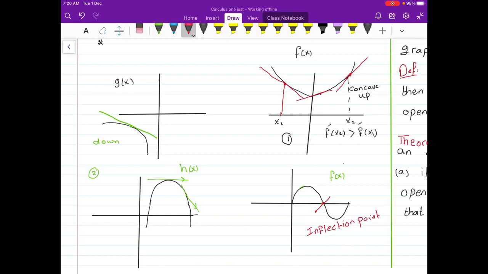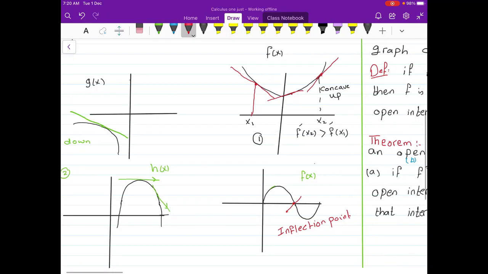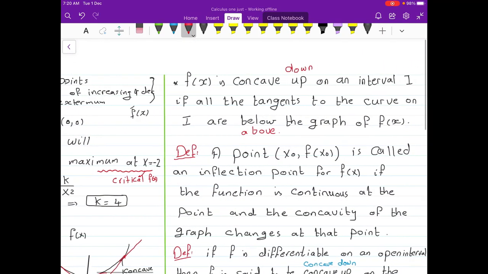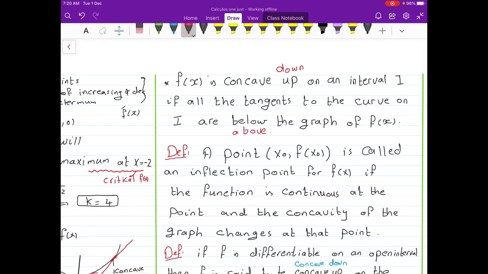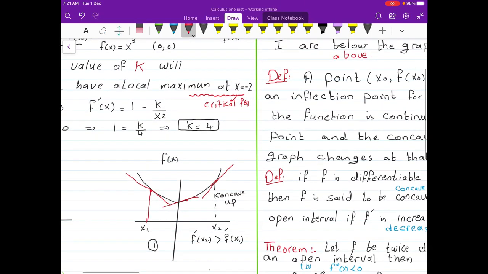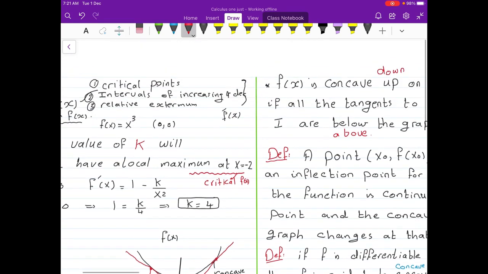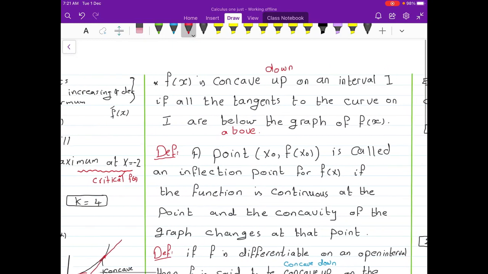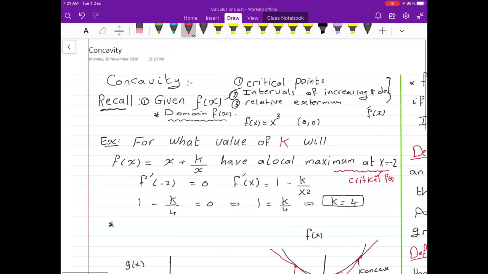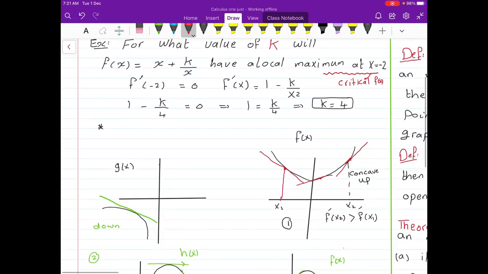Our question: how do we find the intervals of concavity? We say f is concave up on the interval I if all the tangents to the curve on I are below the graph of f(x). Note from graph 1 all the tangent lines are below the curve f(x), and the function is concave down if all the tangents to the curve on I are above the graph of f(x). This function is concave down, so all the tangents are above the graph.